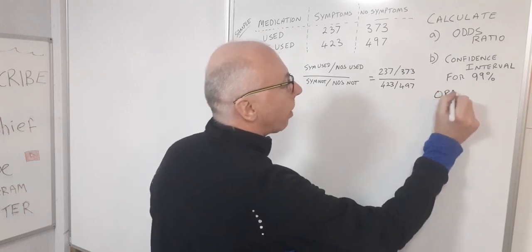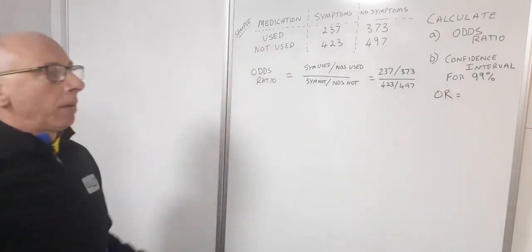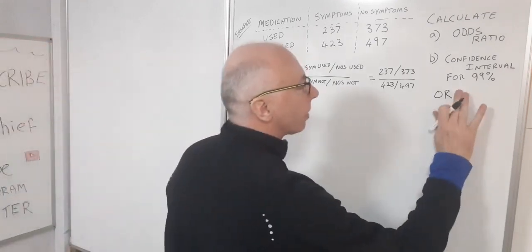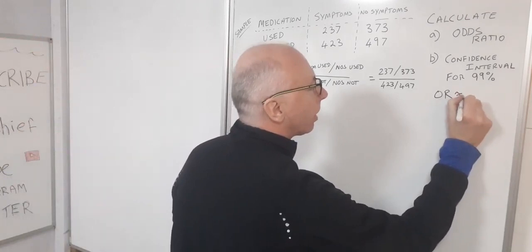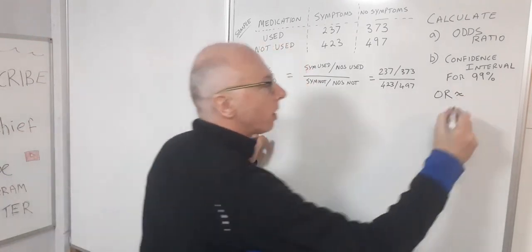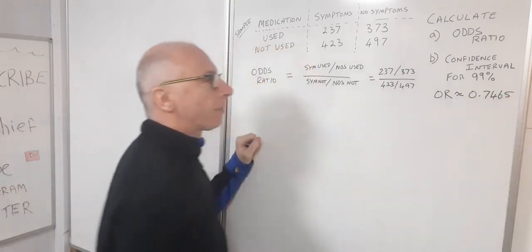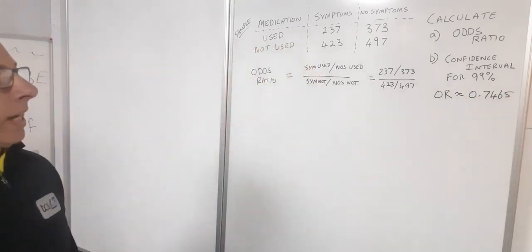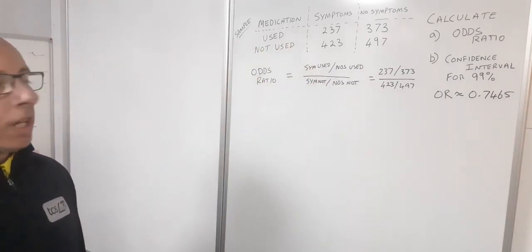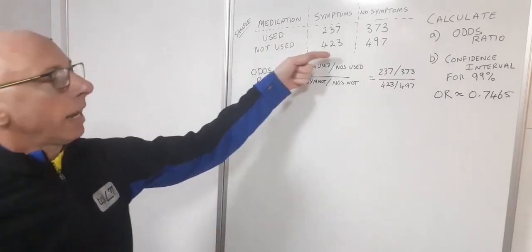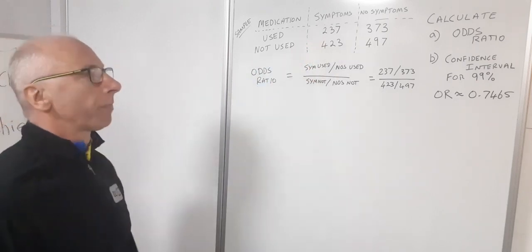Then we'll get an approximate value of 0.7465. So it's not an accurate number, but to 4 decimal places, 0.7465. Okay, so that's our first step towards calculating if there's any correlation between this drug and some negative symptoms.